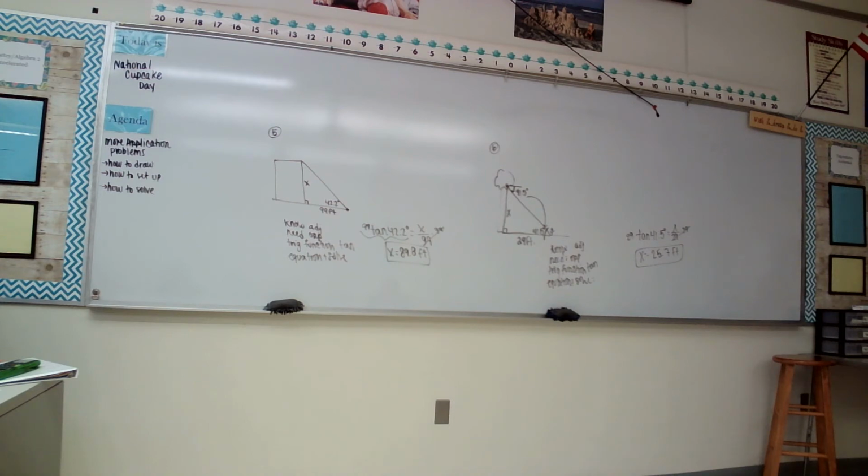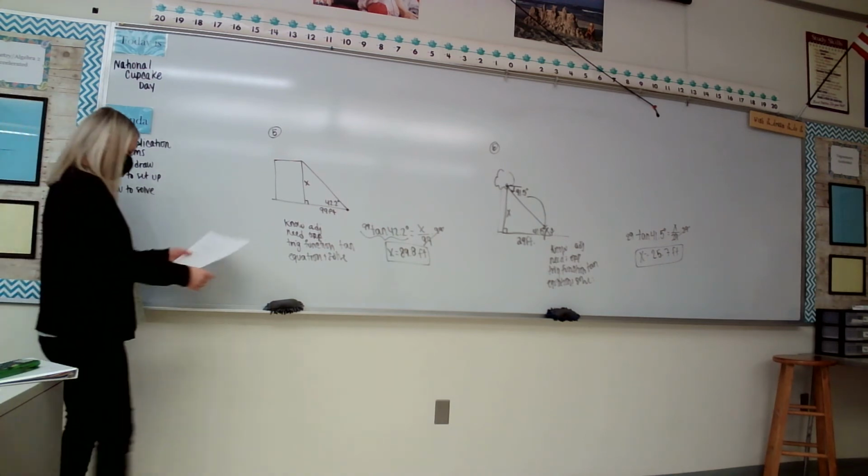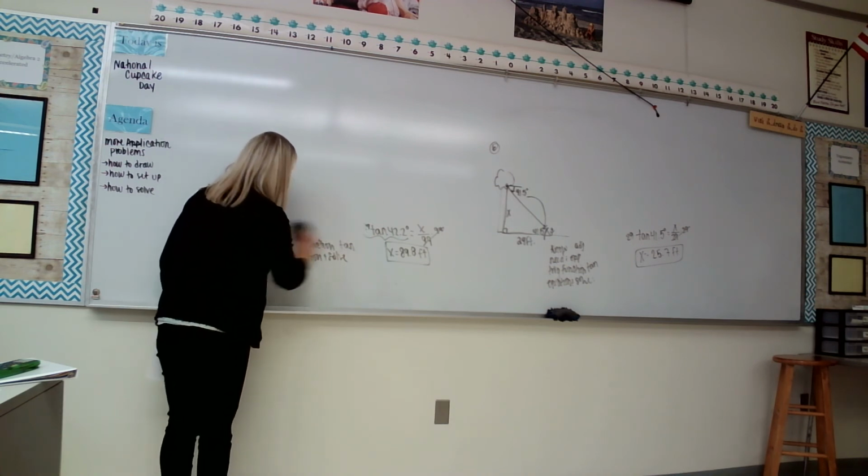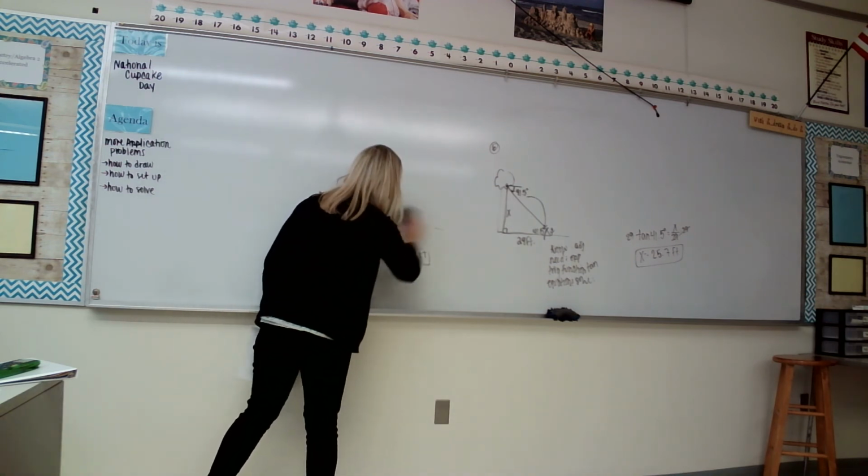Now the last two that we'll wrap up with are a little bit different. It's not necessarily giving you a scenario, it's just giving you a triangle and you need to know how to set it up. So we're talking about isosceles triangles in number 7 and 8. And an isosceles triangle means two sides are the same length.